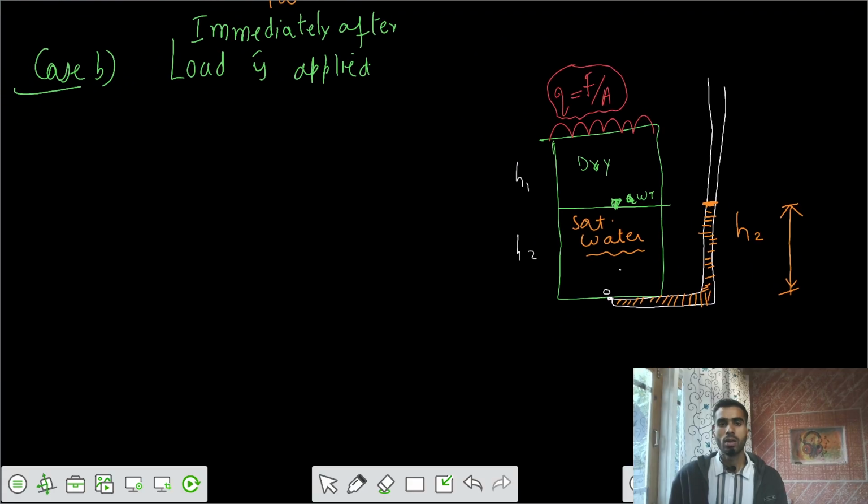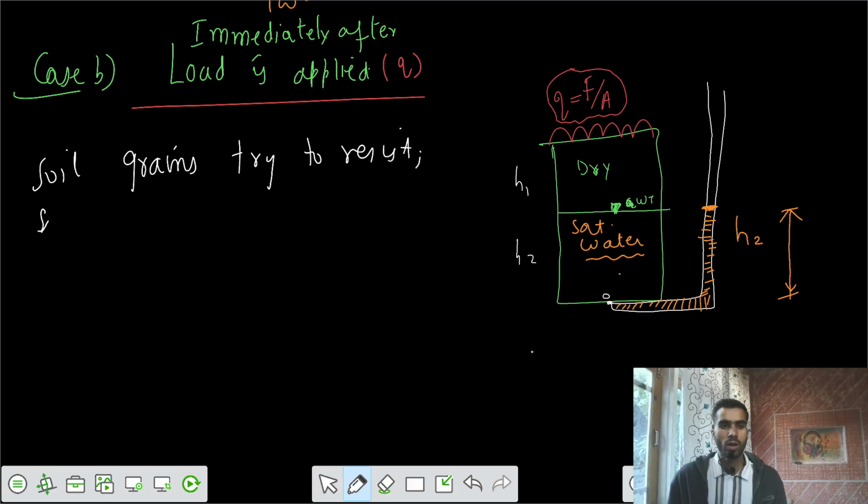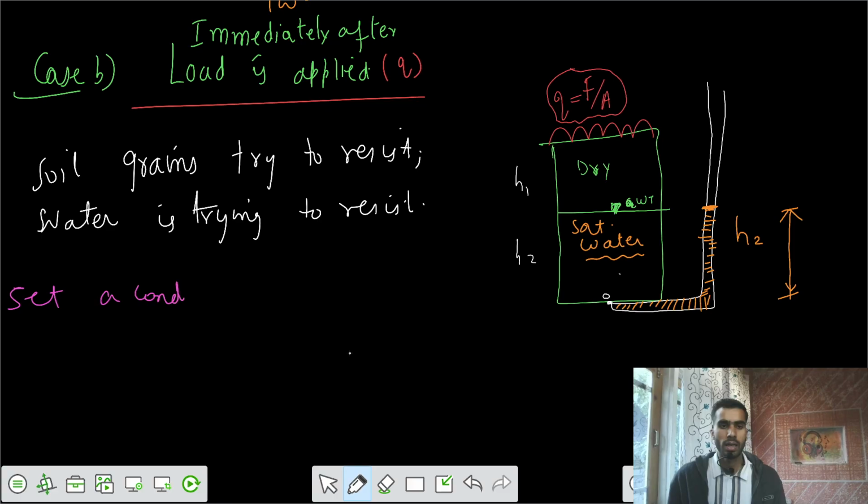Immediately after the surcharge is applied, at that same time the soil grains would try to resist. And the water is also trying to resist. Now I would set a condition here. Let's set a condition that the degree of saturation equals 1.